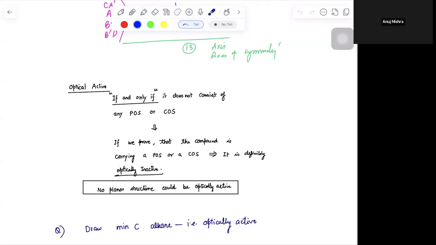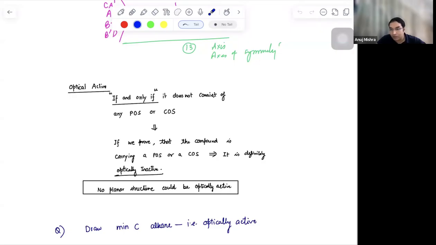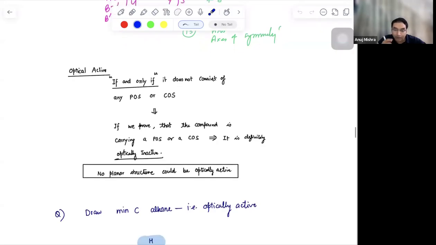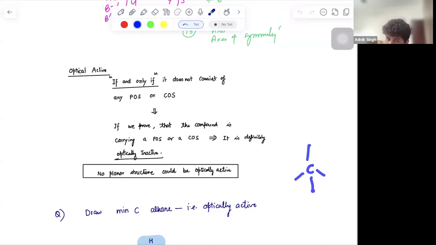Draw minimum carbon alkane that is optically active. कैसे करोगे question? So you have to make it optically active. You should have 4 different groups. So can you again explain it?